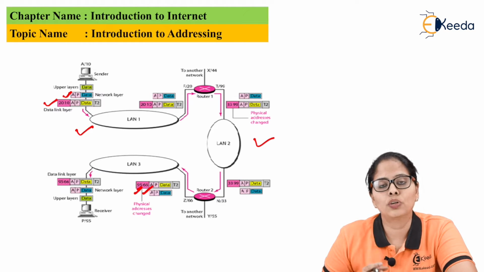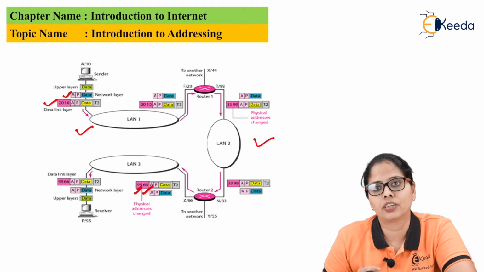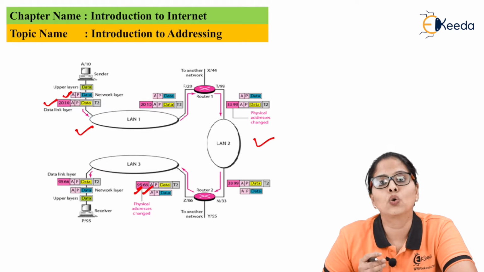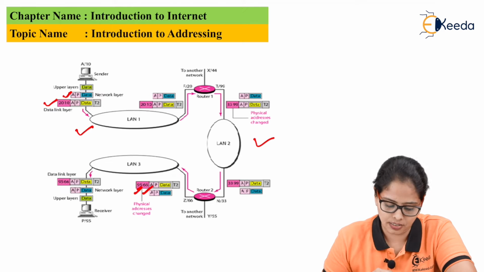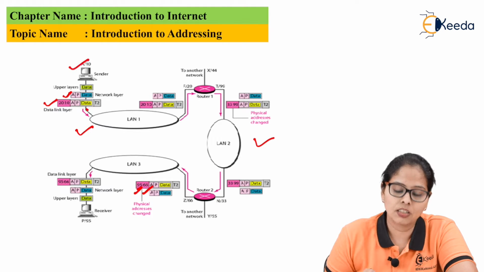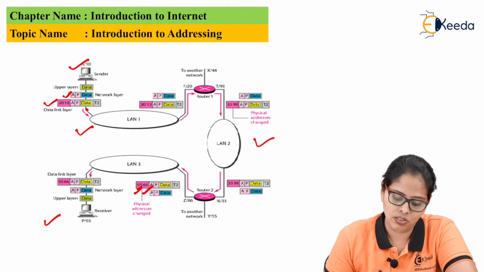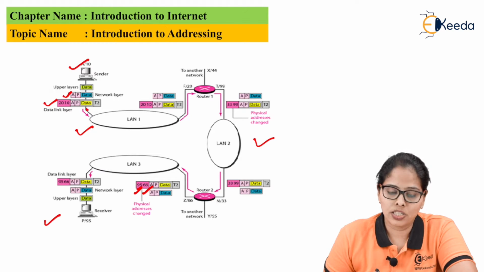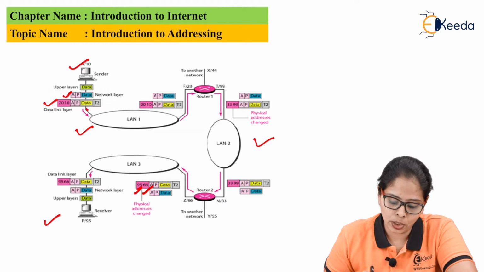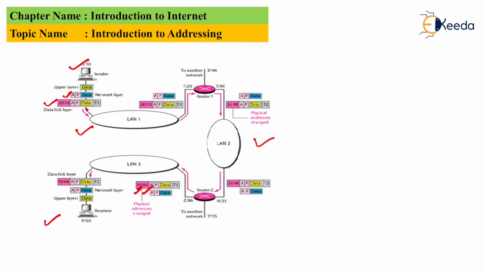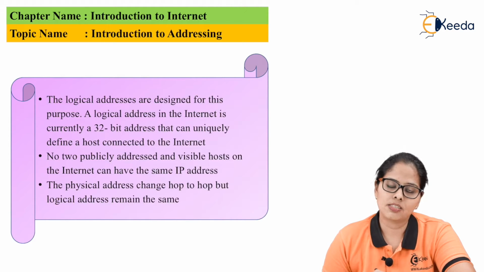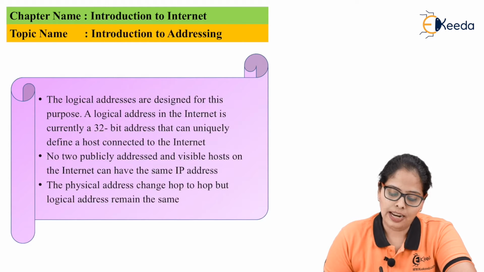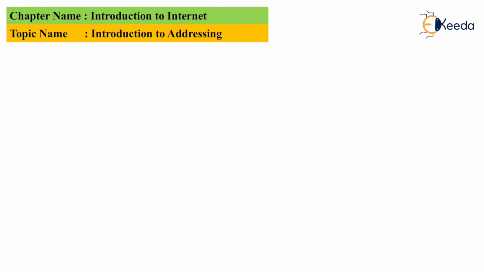So for two computers which are connected to different networks, we go for logical addressing instead of physical addressing. Here A is the source and P is my destination. So with the help of logical addressing, A is able to send the data to the destination P. Now let us discuss the logical address in detail.